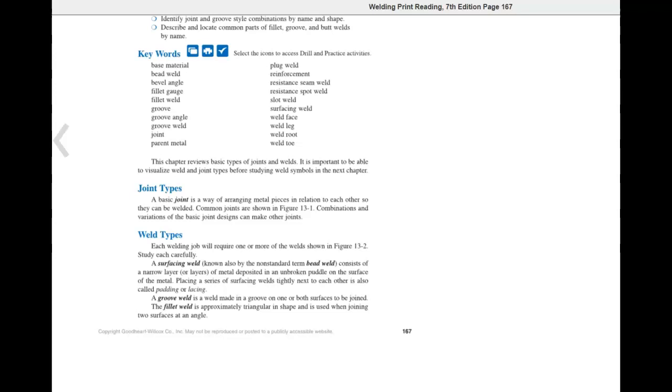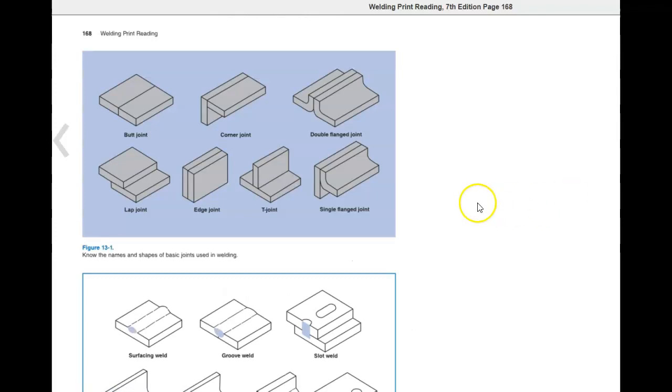A groove weld is a weld made in a groove on one or both surfaces to be joined. A fillet weld is approximately triangular in shape and is used when joining two surfaces at an angle. There are 5 basic weld joints: butt, corner, lap, edge, and T-joint.